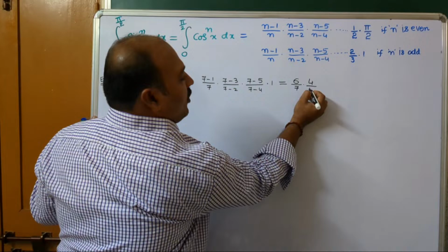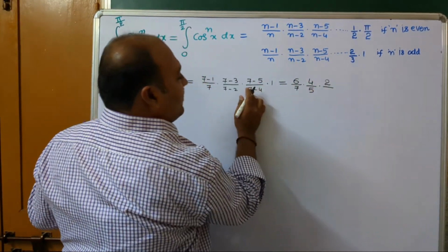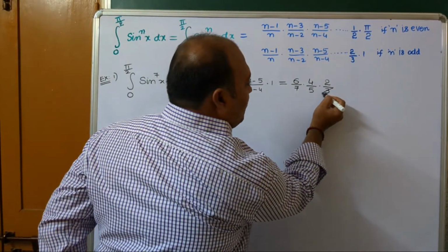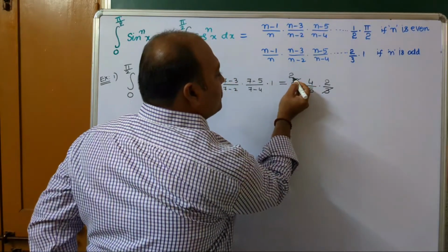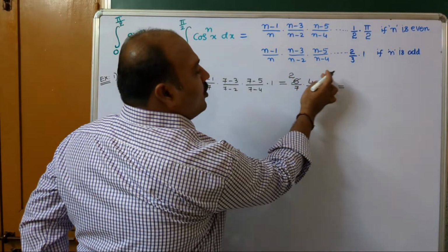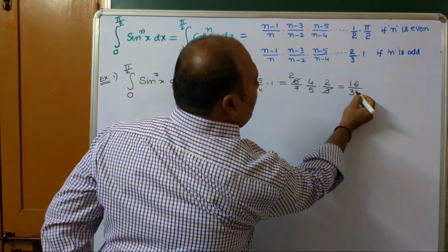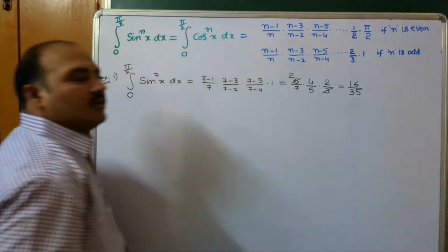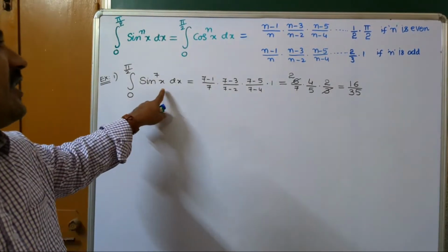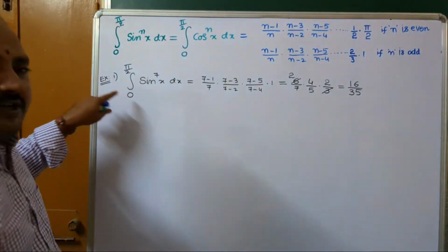7 minus 2, 5. 7 minus 5, 2 divided by 7 minus 4, 3. So here 3 ones, 3 twos. So the remaining 2 into 4 into 2, 16 divided by 7 into 5, 35. So therefore the integral 0 to pi by 2 of sin power 7x dx, we got the value like this. Whenever n is an odd number, we have selected this.